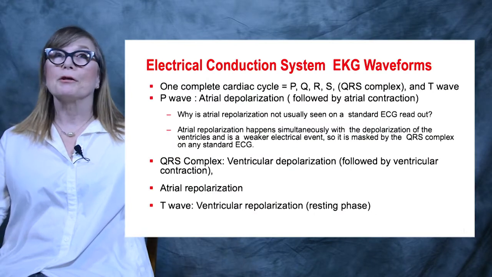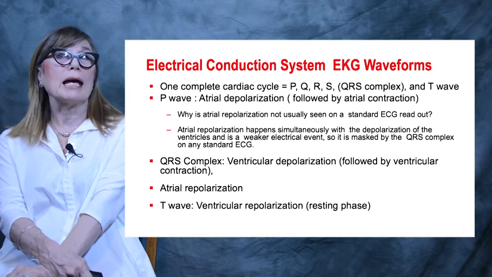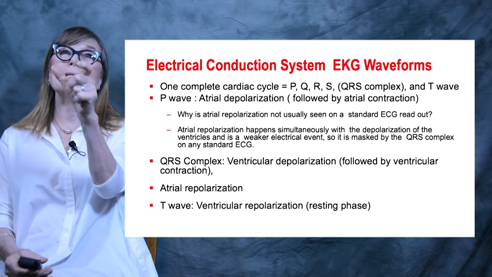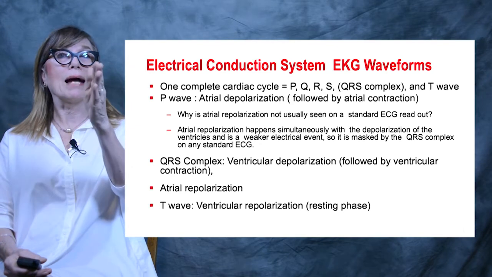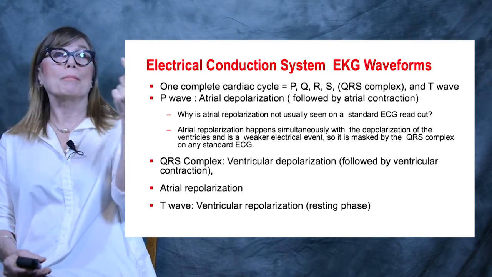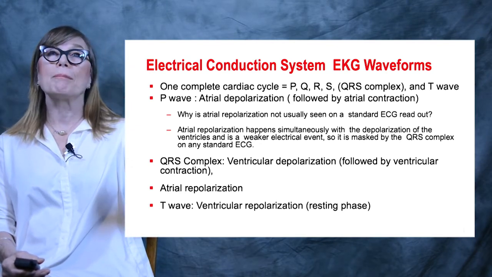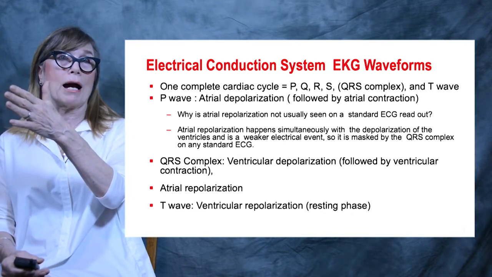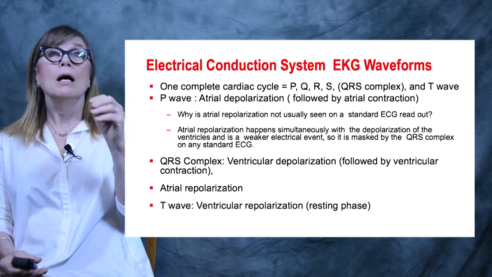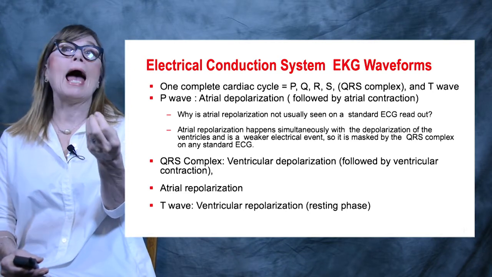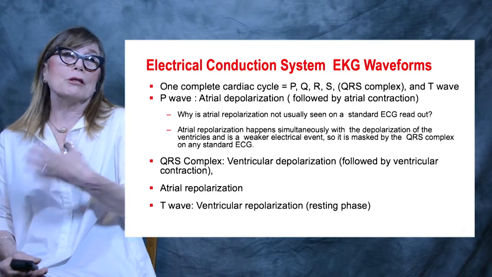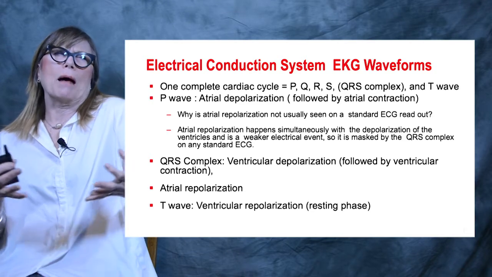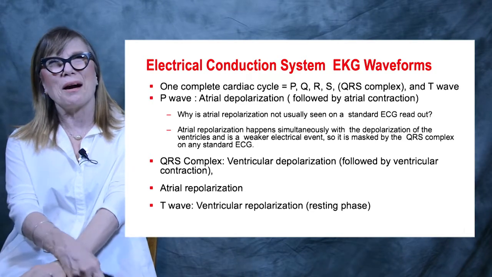So, the electrical conduction system, which is heralded by the EKG waveform, and again is a review for most of you, is one complete cycle: P, QRS, and T. The P wave signifies atrial depolarization, which is then followed by mechanical atrial contraction, which you can't see. We actually do have atrial repolarization, but you can't see it because it's swallowed up by the voltage and the beauty of your QRS complex.